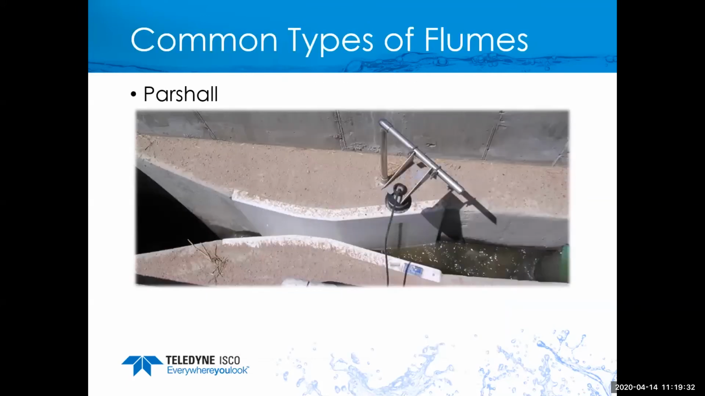Next, I want to show you some examples of some common types of flumes. What we're looking at here is a Parshall flume, and as you notice, it's using an ultrasonic sensor to read the level for the flow calculations. This also has a staff gauge built into the side of it to make it easy for on-site calibration.